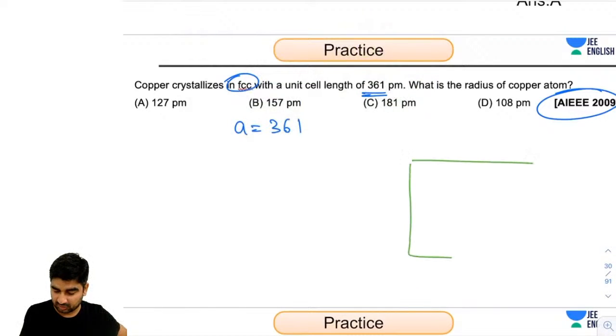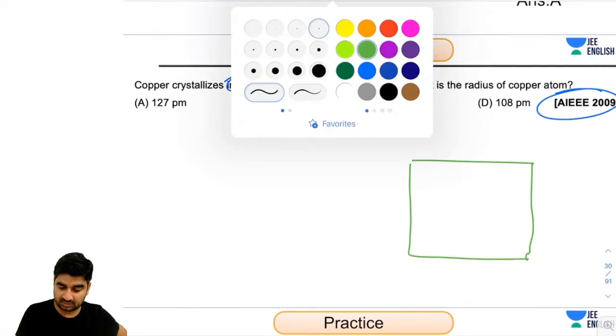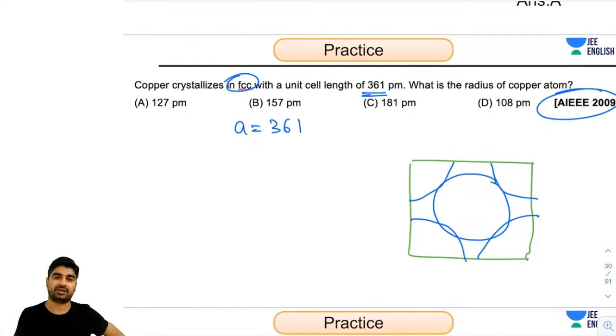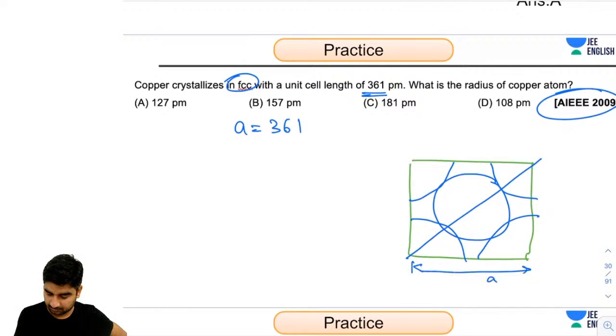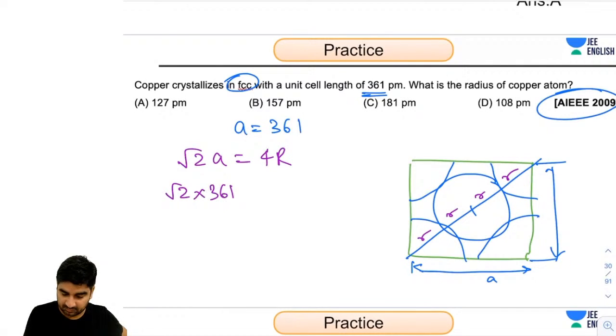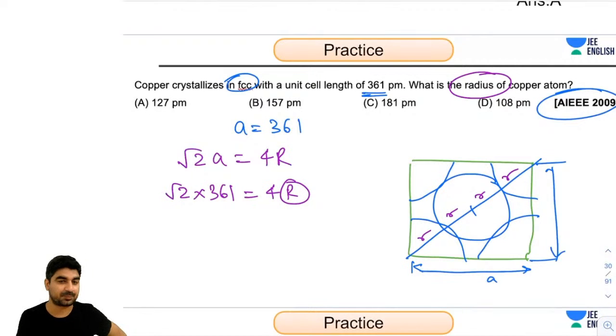And again, if it is talking about FCC, then its face will look like this. So guys, this is it. And here is r. So root 2 a will be equal to 4r. Root 2 into 361 is equal to 4r. So you can do the calculation.